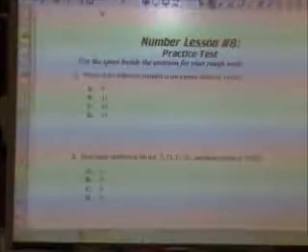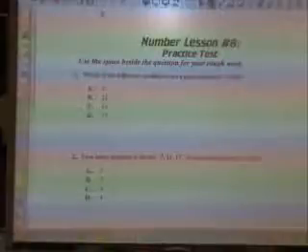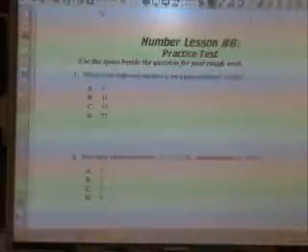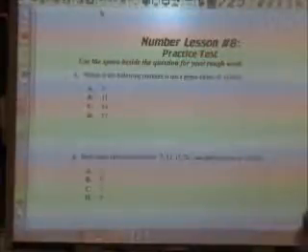This is the chapter practice test for chapter 1 on the numbers unit. If we go through these questions, I'm only going to do the numerical response and the multiple choice for this lesson.